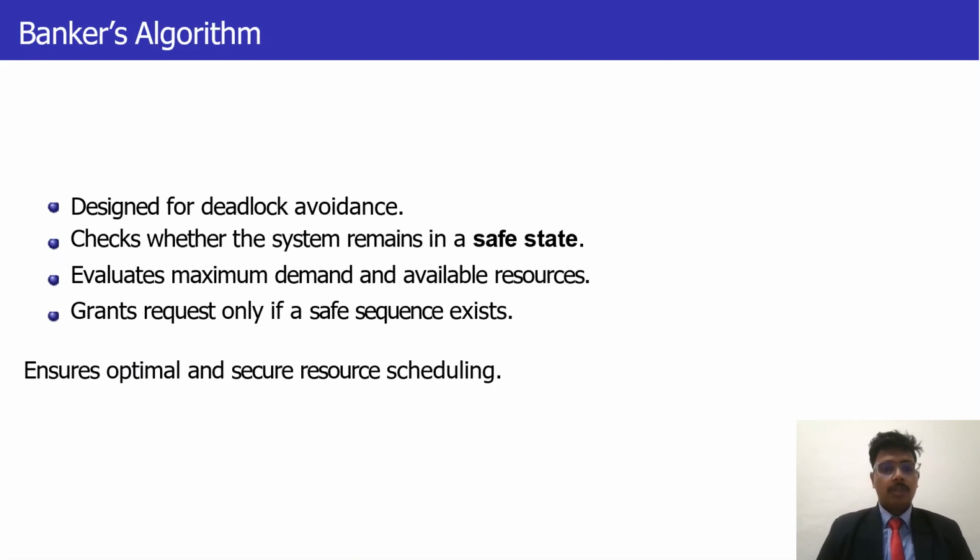Next, Banker's algorithm. Banker's algorithm is a deadlock avoidance strategy. Before granting a resource request, the system checks whether it will remain in a safe state. A safe state means there exists a sequence in which all processes can complete execution without deadlock. If granting the request leads to an unsafe state, it is delayed. This ensures stable and optimal resource allocation.